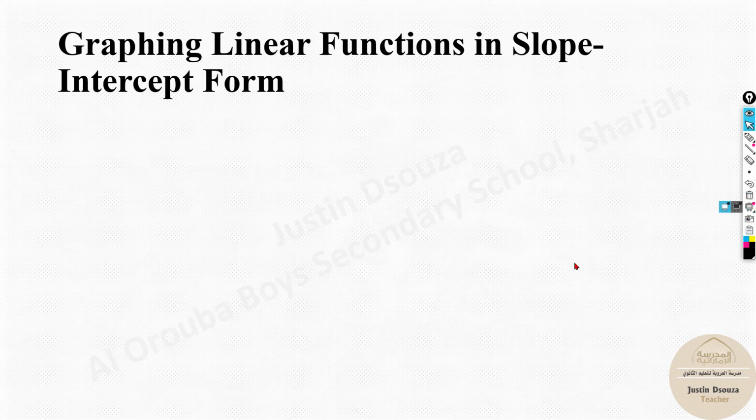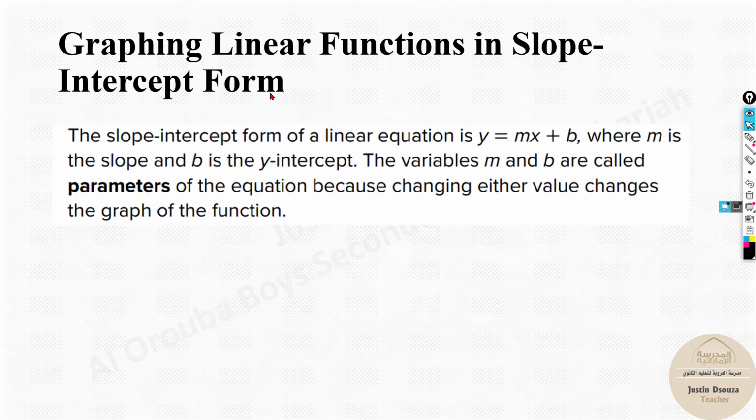Now we will look into graphing. Graphing linear functions in slope-intercept form. Slope-intercept form is the same thing. Here, there is m and b, right? Those variables are called parameters. Why? Because these are the ones which change the graph. Depending on the slope and the b value, you can easily pinpoint which graph you want to find.